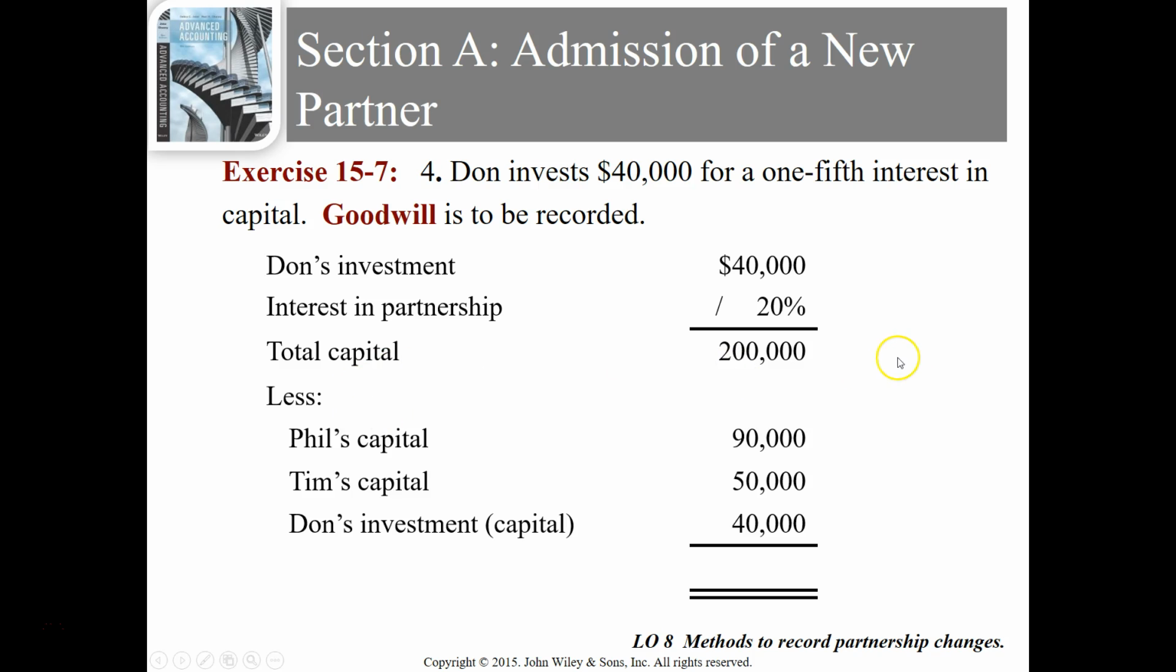Well, so far the capital here with Phil is 90, Tim is 50, and Don is 40. Well, the total capital needs to be 200. I have already got 180,000 when I sum these up. That means I have a goodwill balance of 20,000.